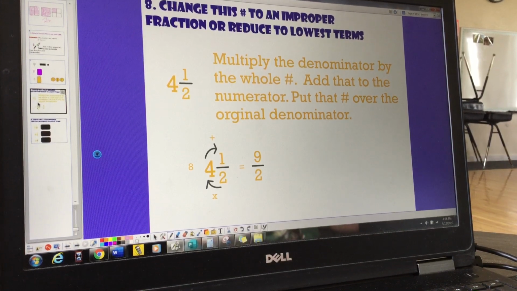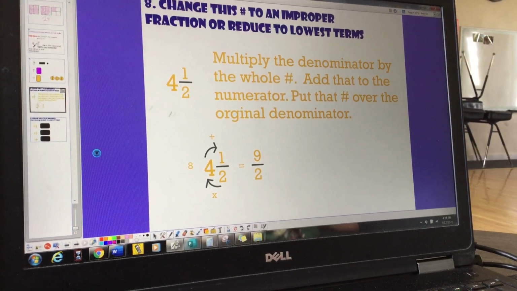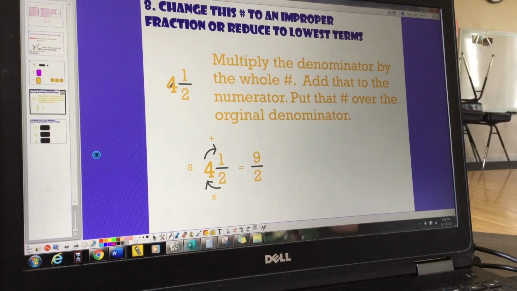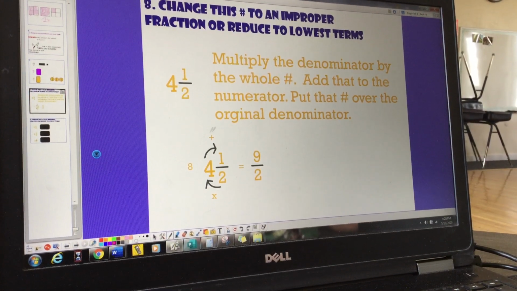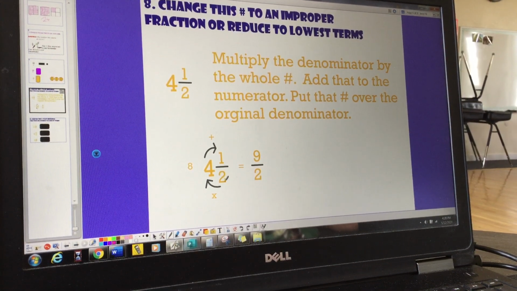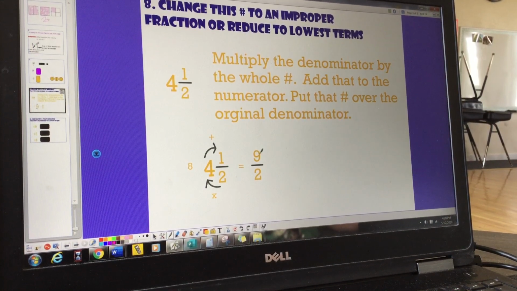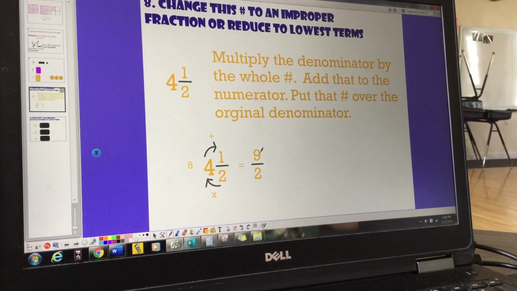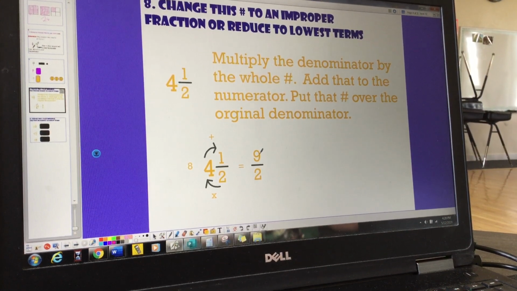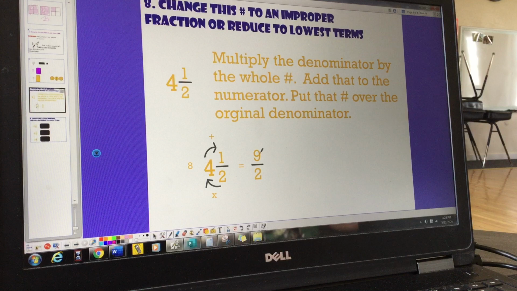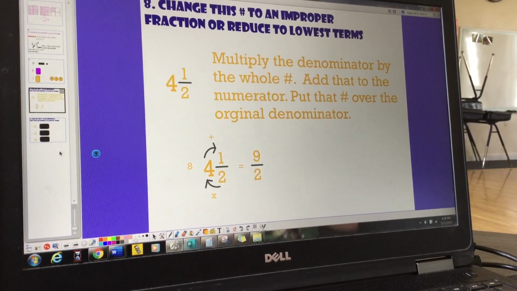Here they are. So here's my example. 4 1/2, you multiply the denominator by the whole number, and as you guys know, I've told you this, I always draw my arrows. So 2 times 4 is 8, you take that number, add it to the numerator, 8 plus 1 is 9, you put that over the original denominator. And I'm going to show you an example of how that would work out in just a minute here.